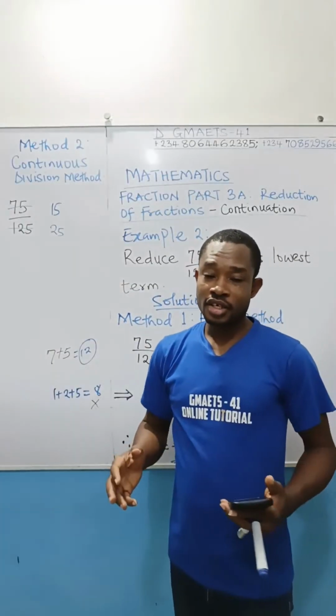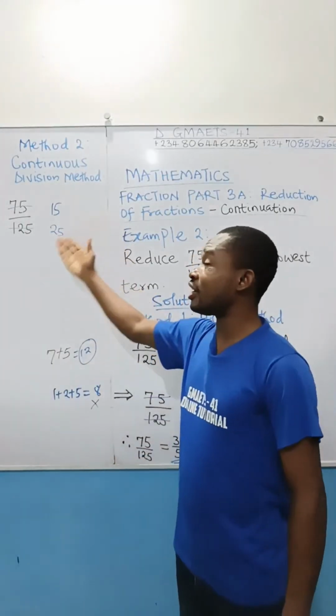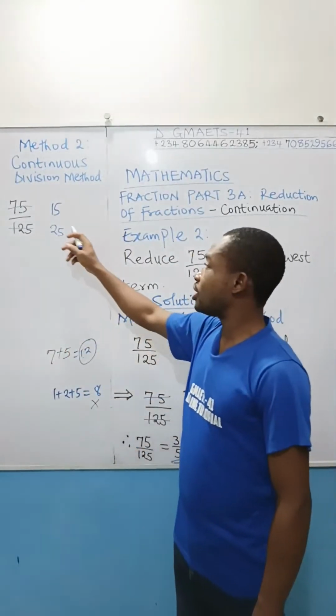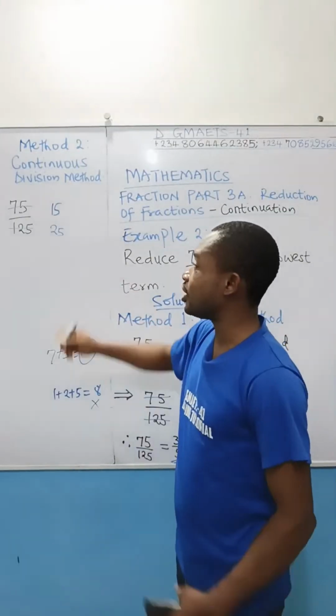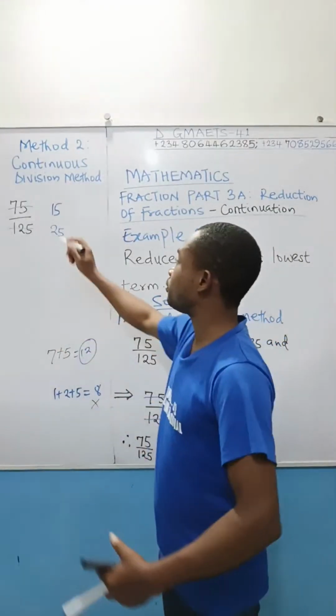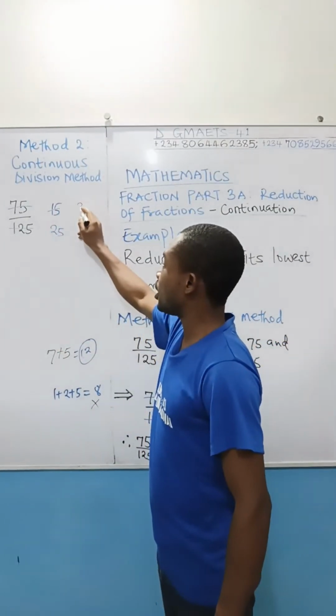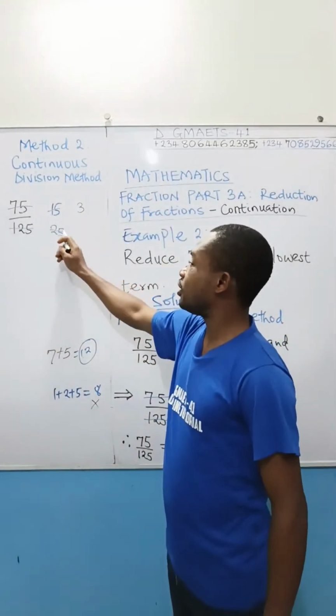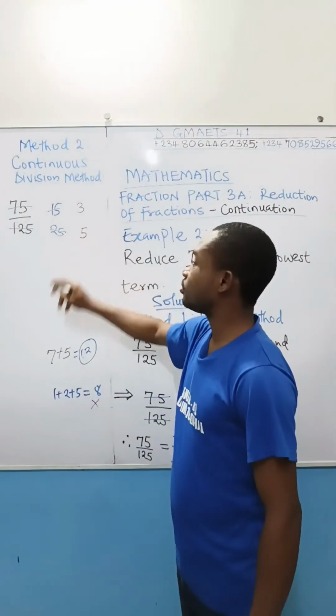So the next thing is to think, is there any other number that can divide 15 and 25? Yes. At this point, 5 can still divide. If 5 divides 15, you are going to get 3. If 5 divides 25, you are going to get 5.